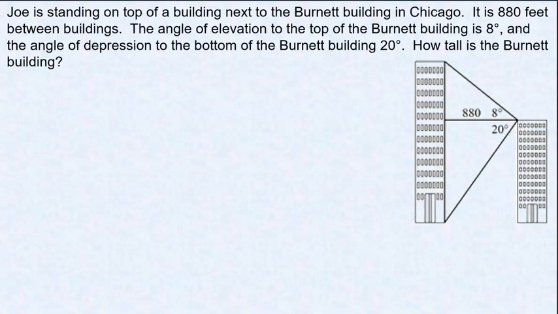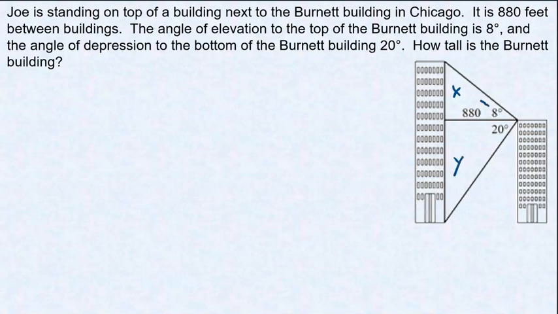Joe is standing on top of a building next to the Burnett Building in Chicago. It is 880 feet between buildings. The angle of elevation to the top of the building is 8 degrees, and the angle of depression to the bottom of the building is 20 degrees. How tall is the building? So now, we want to know how tall this building is. I have the two triangles again, so I'm going to label this X and Y.